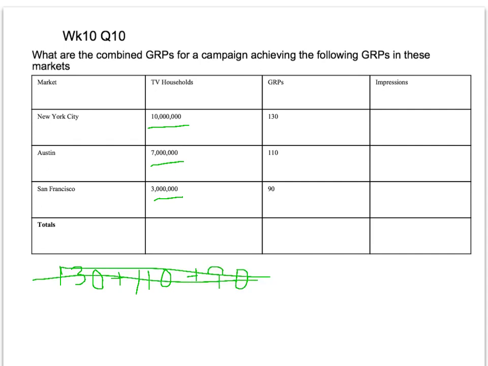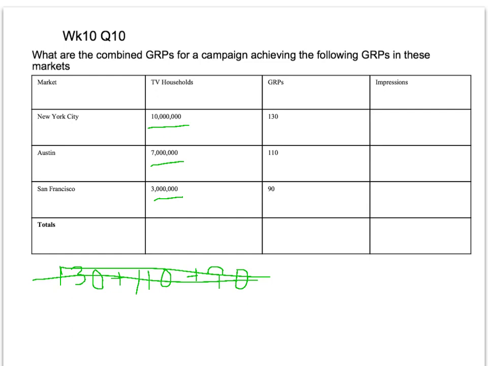Absolutely not. What you need to do is calculate the total impressions that each market has achieved and then take the total impressions divided by the total population to get total GRPs purchased. Your bases are different, so you cannot add your GRPs together.